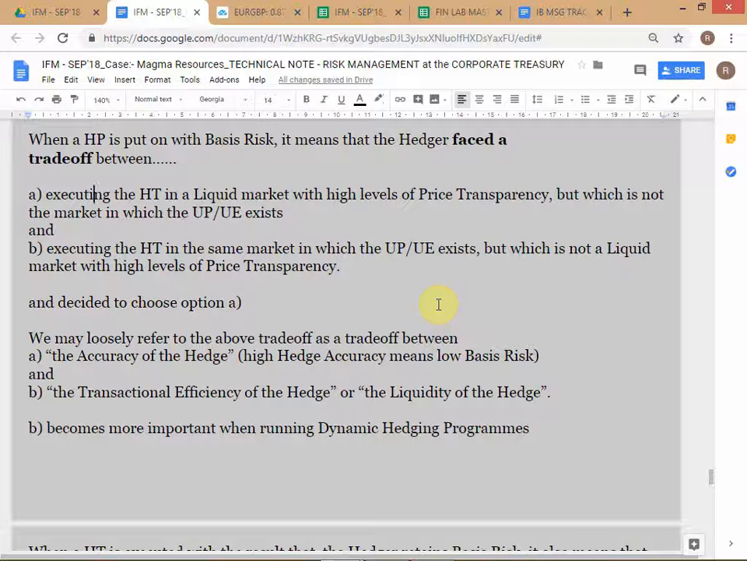So, now if you look at this concept, a question could have arisen: why did the airline not hedge directly in jet fuel? They have an outright short position in jet fuel. Why did they not directly hedge in jet fuel? Remember, they went into a different market. They went into the crude oil market, which is actually a different market.